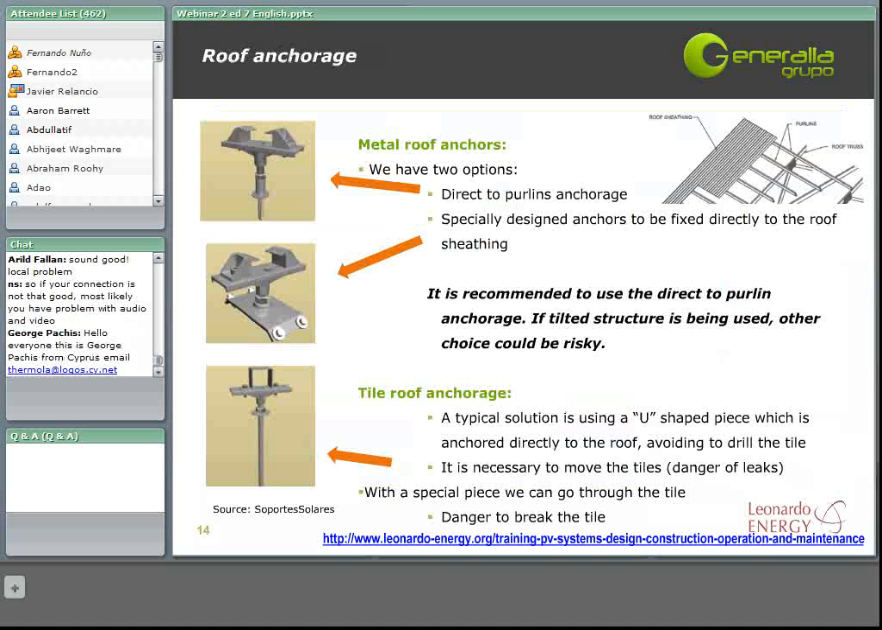At the left of this slide, you have some diagrams of how the different types of anchoring systems would look. For tile roofs, a typical solution would consist of using a U-shaped piece which is anchored directly to the roof. This way we can avoid drilling the tile, but we will have to move the tiles, and sometimes it could be dangerous because it can produce leaking. If we don't want to use this type of solution, there is a special piece that can go through the tile. The only problem with this kind of piece is that we can break the tile and also cause leaking.